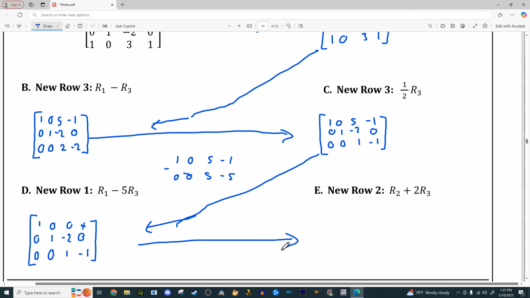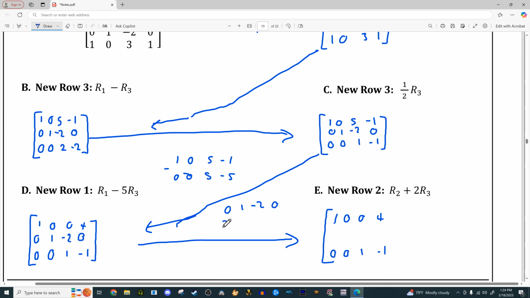Almost done. Now to get to letter E, we're going to make a new row 2 by doing row 2 plus 2 row 3. Row 1 is alone, so that's 1, 0, 0, 4. I'm going to leave my row 3 alone because I'm only making a new row 2. So that's going to be 0, 0, 1, negative 1. And the one I'm going to be careful about is I'm doing row 2 plus 2 row 3. If it makes it easier for you, write it out. My row 2 was 0, 1, negative 2, 0. And I'm adding 2 times row 3 to it.